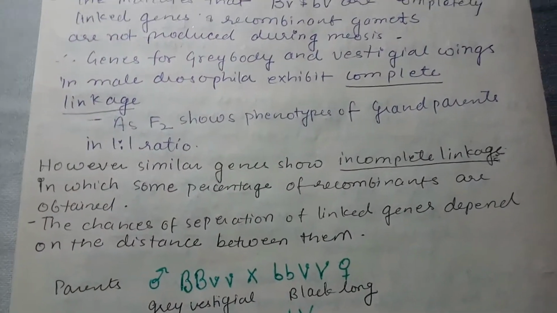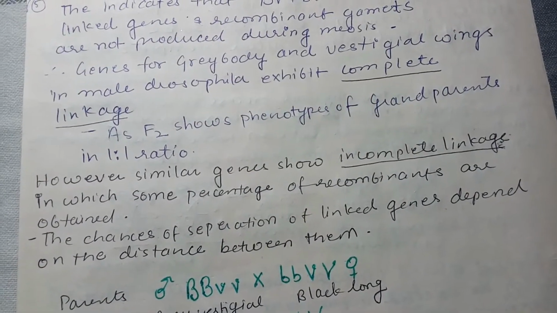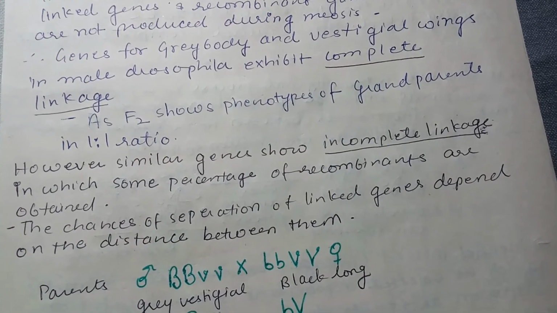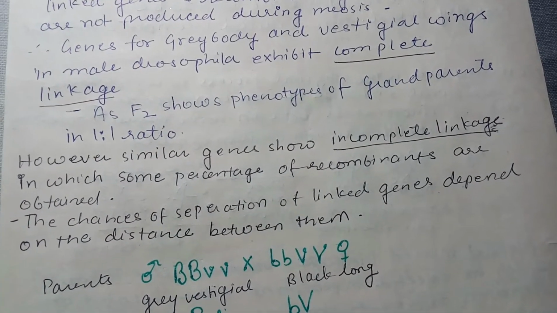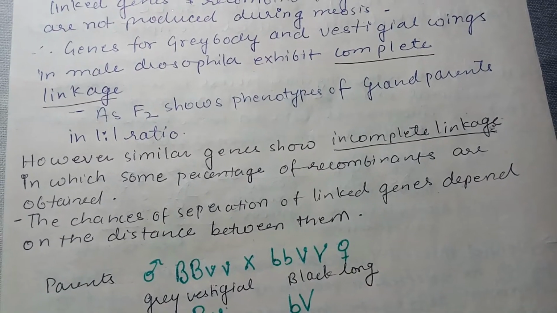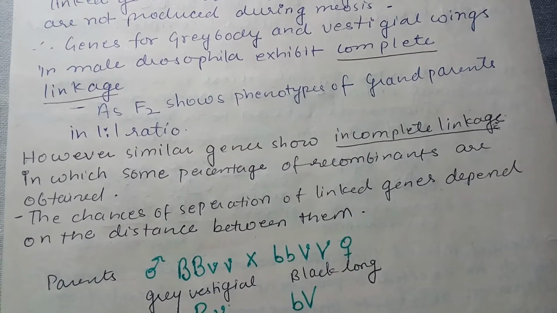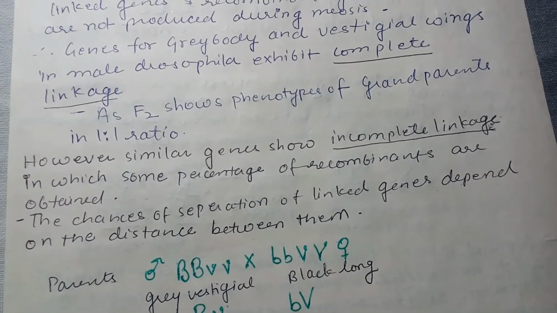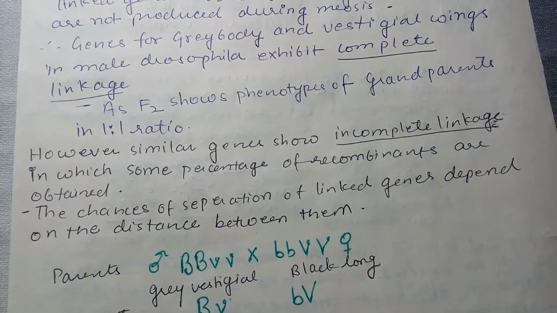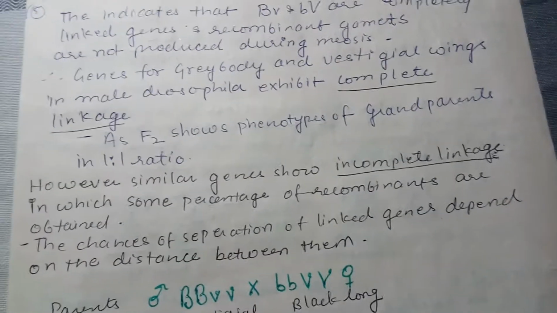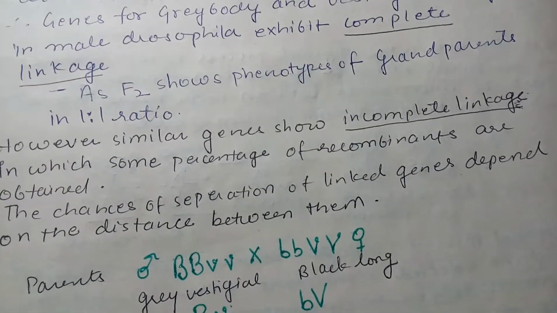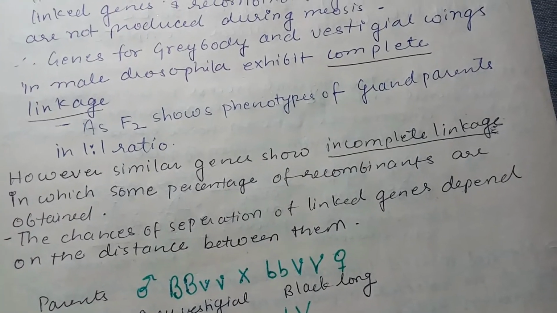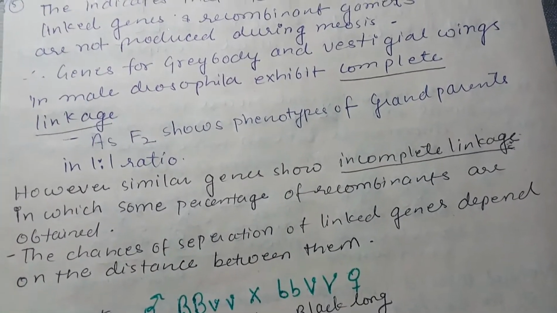Now let's discuss what is incomplete linkage. We will study the same example in which some percentage of recombinants are obtained. Recombinants means a combination of 2 different genes, and this is only possible when crossing over occurs during meiosis. The chances of separation of linked genes depend on the distance between them. If the distance between 2 genes is less, then there is more possibility of linkage. If it is more, then there is more possibility of crossing over.